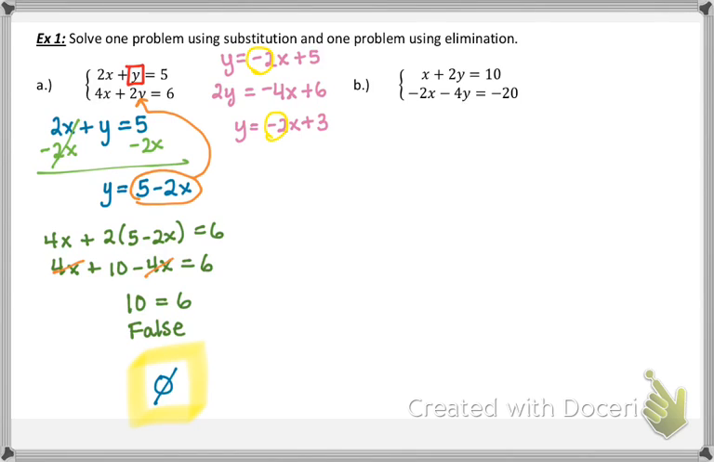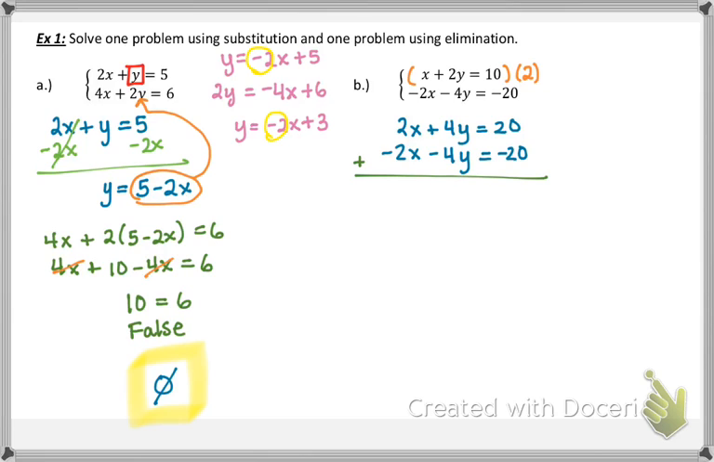Okay, and then the second one, I will use elimination. So what I'm going to do is multiply the top equation by positive 2, and then I'll eliminate the x's. So let me rewrite this. We're going to have 2x plus 4y equals 20, and negative 2x minus 4y equals negative 20.